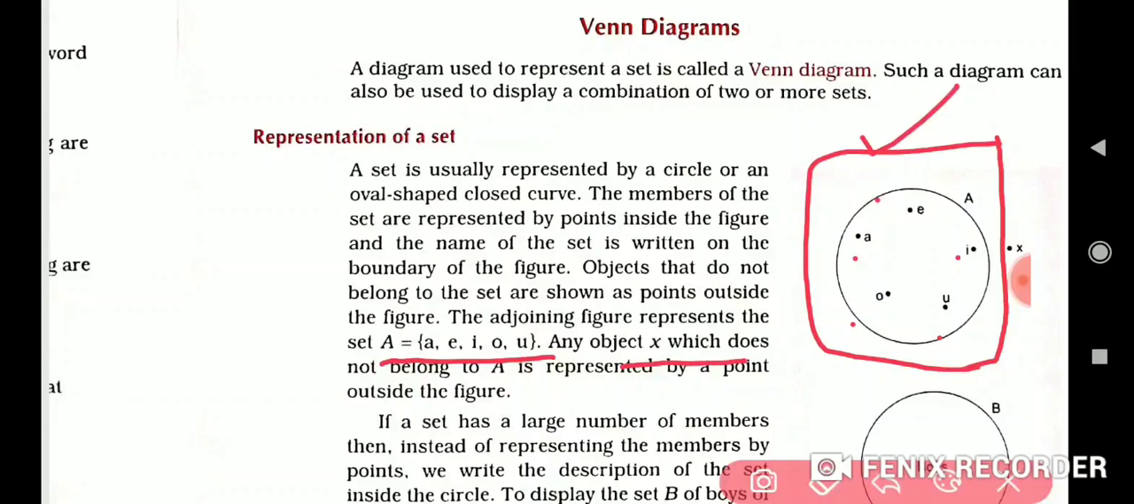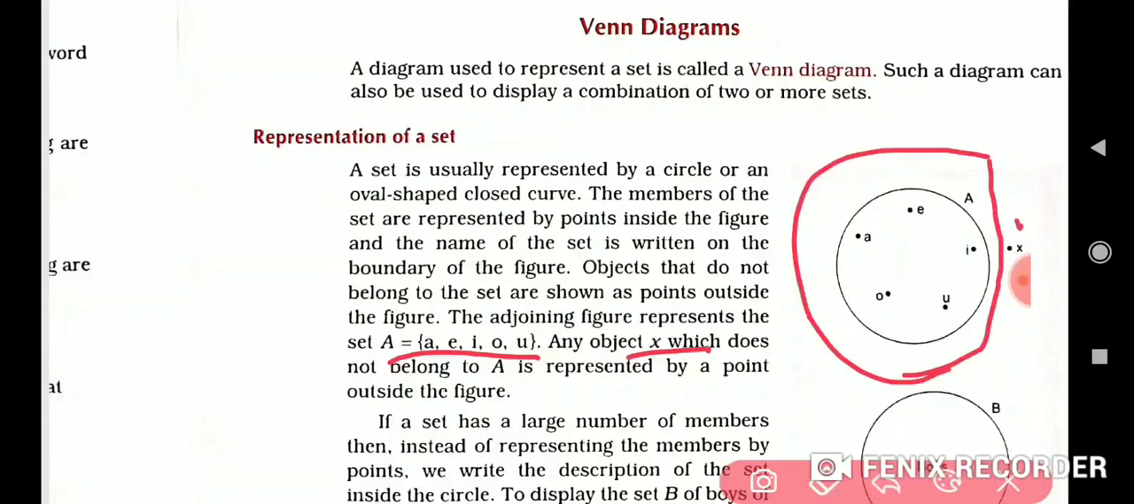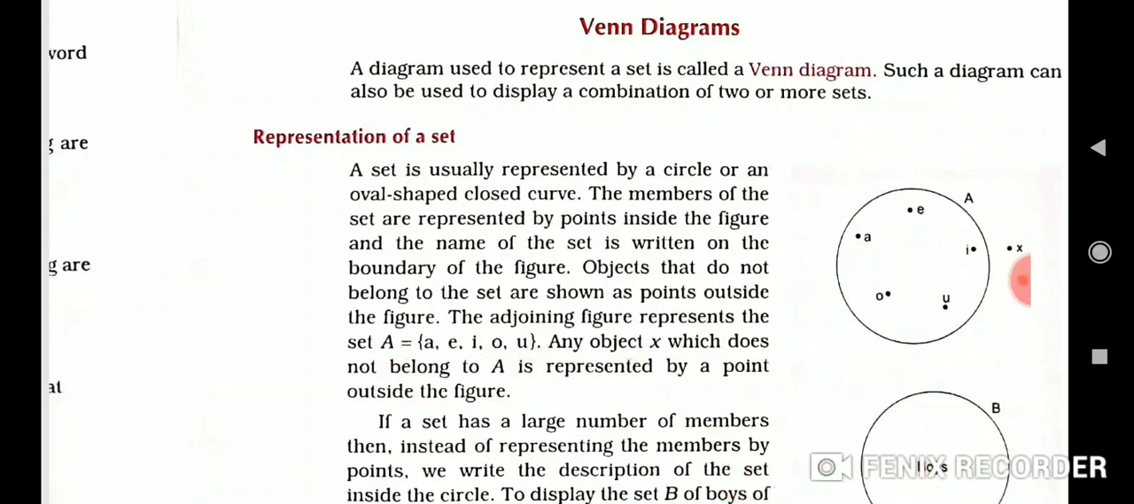Here it is given that any object X which does not belong to A is represented by a point outside the figure. For example, this X or any element, we can say B, C, D, which is not in this set, will not be there inside A. Where will it be? It will be outside the figure. Only inside this figure, the elements that are in the set A should be there.